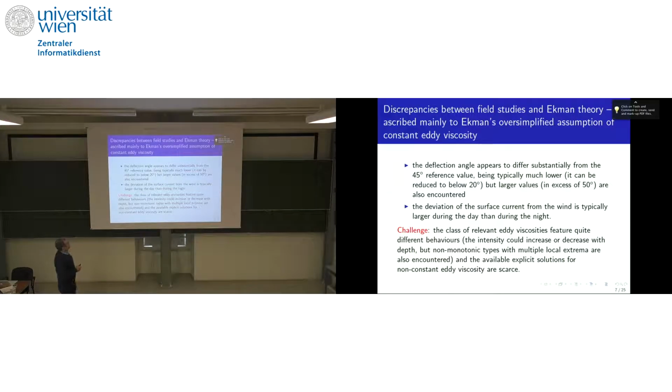So, for example, the most visible one is this 45-degree deflection at the surface. It's typically lower, it could get below 20, but sometimes you also have values in excess of 50 degrees. So it changes. And one thing that has also been noticed is that the deviation from the wind is typically larger during the day than during the night. This is also the case.